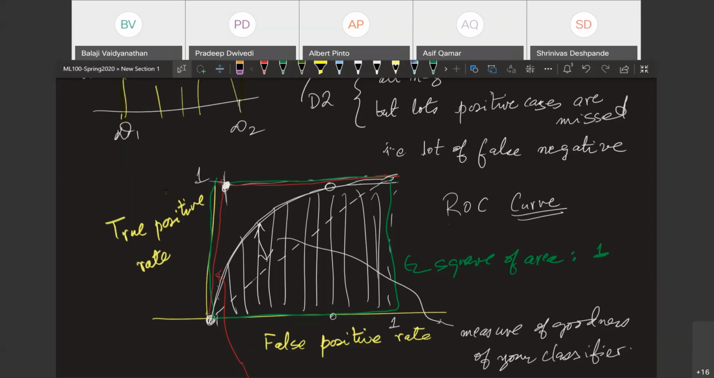Let's think in terms of voltages. Let's say the voltage goes from 0 to 1.5. Suppose you put your voltage threshold at 0.1. Anything above 0.1 is positive. So what will happen to your true positive rate at that cutoff? Very high true positive rate, because everything is being marked as positive, isn't it? But you will also have a high false positive rate. True positive rate will be high, false positive rate will be high.